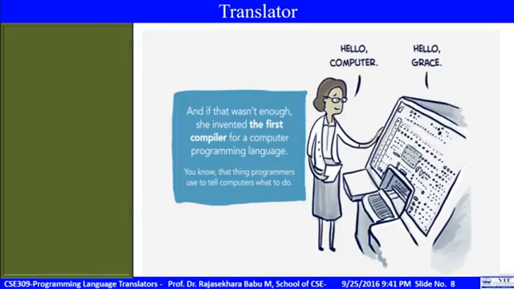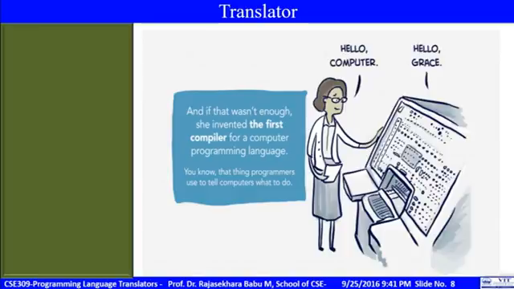You see here, this woman wants to speak to the machine. She asks, hello computer. Then the computer talks to this woman, hello Grace. How is it possible? How can we make it possible? By making use of translators. So we need a translator to talk to the machines. Human beings who want to talk to the machine need translators.